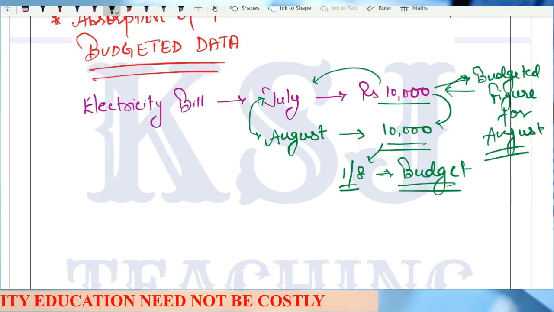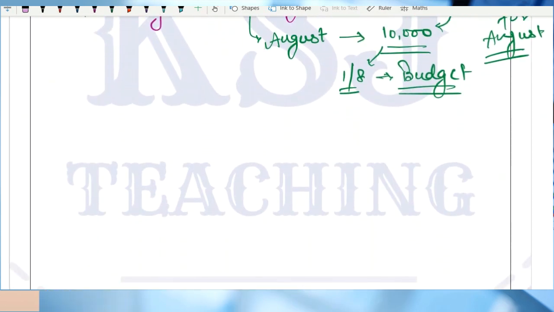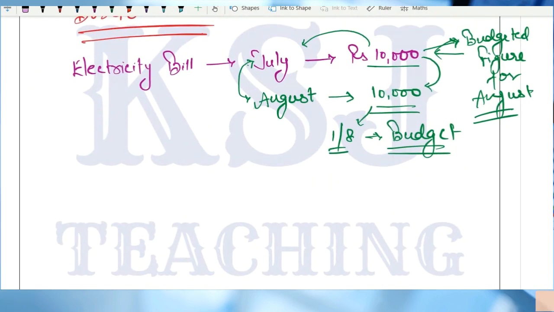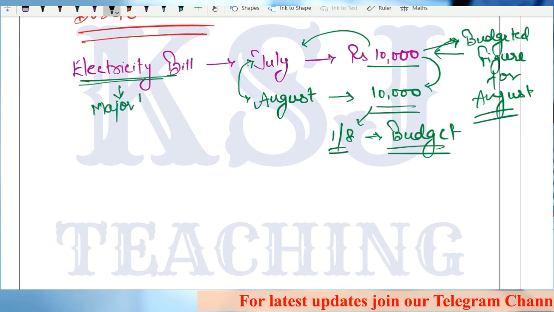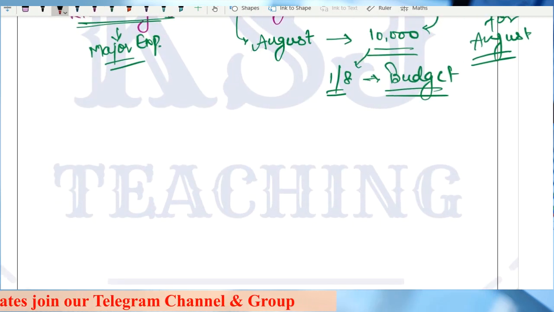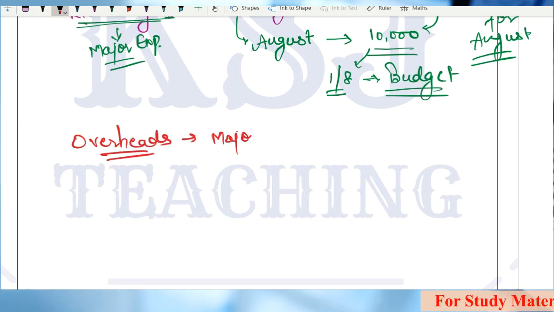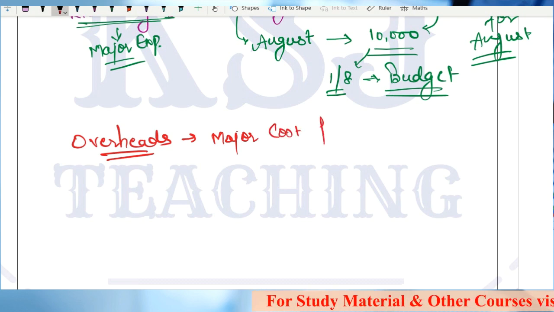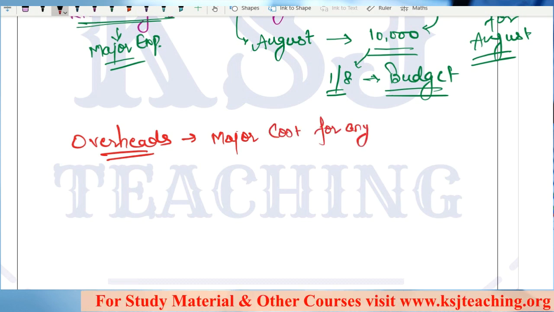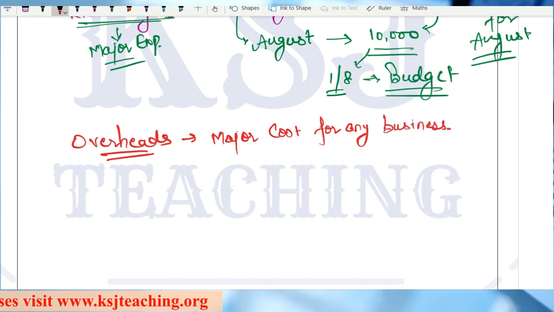Sir, okay, this example we have got it. Now, what is the role of overheads, sir? Why are they being done on the budgeted basis? As I told you, this electricity bill is a major expense for any household, right? In the same way, if we talk about overheads, overheads constitute a major cost for any business. So overhead constitutes a major part of the cost for any business.